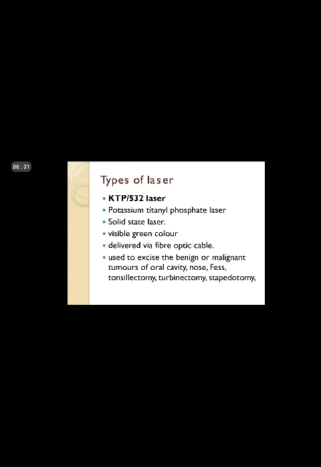Next is the KTP laser or 532 laser. It's potassium titanyl phosphate laser. It's a solid state laser, so the laser medium is in solid state, just like argon is a gaseous laser where the lasing medium is in gaseous state. It has a visible green color. It's delivered via a fiber optic cable, used to excise benign or malignant tumors of the oral cavity, nose. It's also used in FESS, tonsillectomy, turbinectomy, stapedotomy.